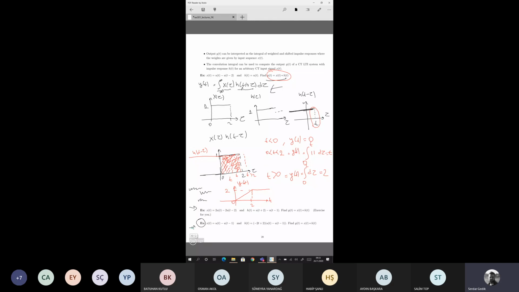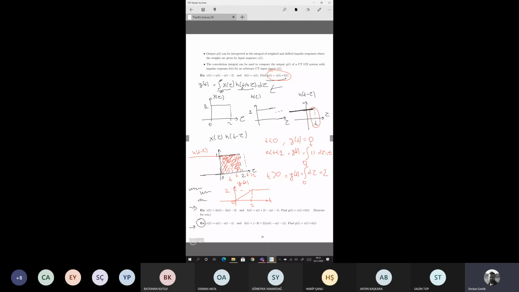So I have this example here. x of t is defined as u of t minus 1. So this is my input. And h of t is defined as minus 2t plus 2, u of t minus 1. So this is my impulse response. I'm asked to find the output. So y of t is x of t convolved with h of t.